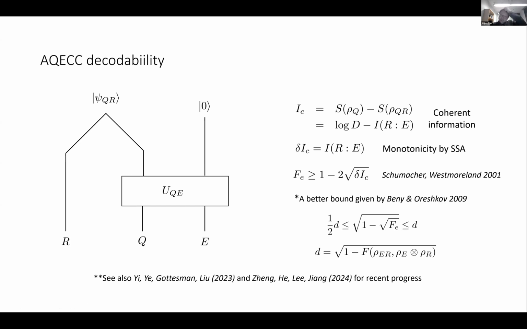And so if delta IC, which is the mutual information between the reference and the environment, is small, that means the information can still be approximately corrected. There's also a better bound given by channel distance, which I'm not going into detail on. This contains another type of characterization of approximate error correction.